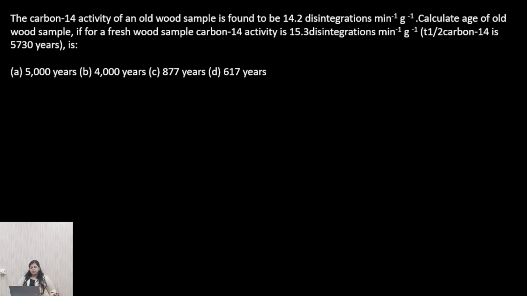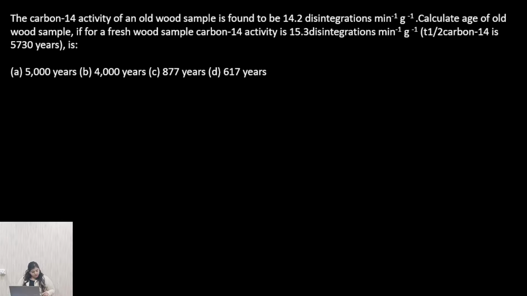Now the next question you are having is this one. It says the carbon-14 activity of the old sample is found to be 14.2 disintegrations per minute per gram. Calculate the age of the old wood sample if the fresh wood sample of carbon-14 activity is 15.3 disintegrations per minute per gram. The half-life value is also given to us.